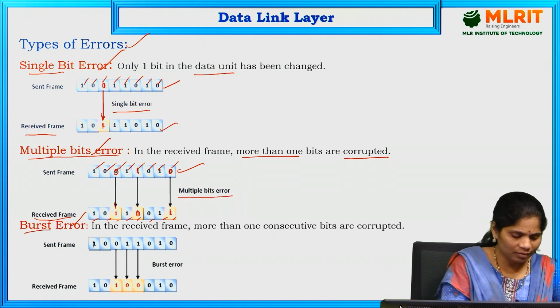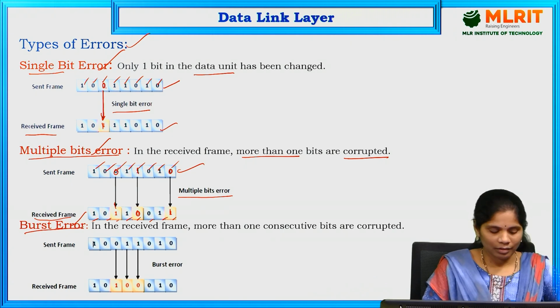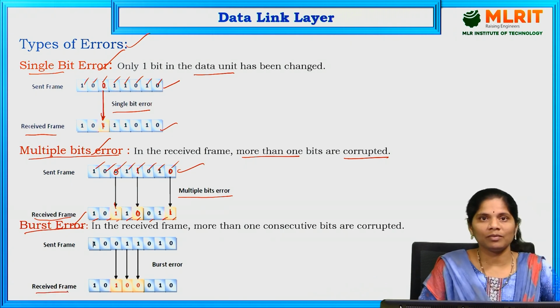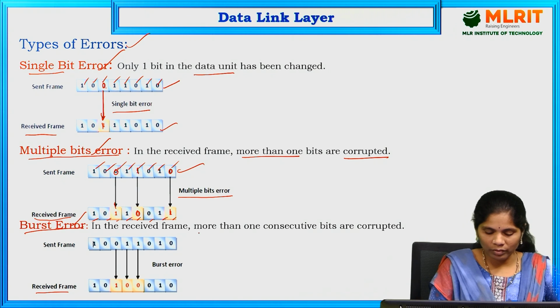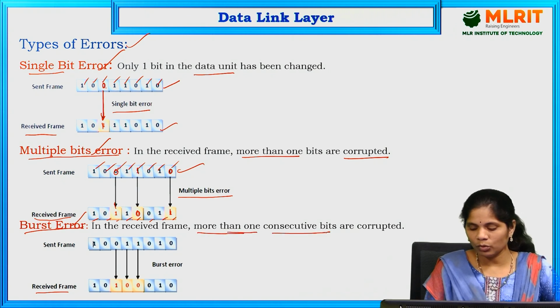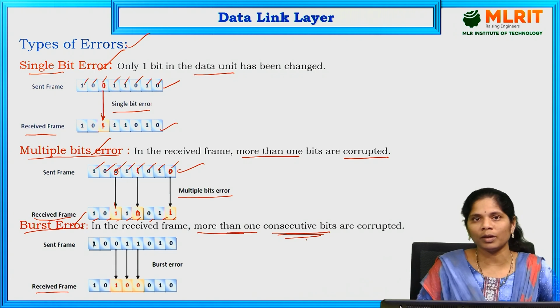And next, burst error. What is a burst error here? In the received frame on the receiver side, more than one consecutive bit is corrupted. Consecutive means continuous bits are corrupted. More than one, that is called a burst error.